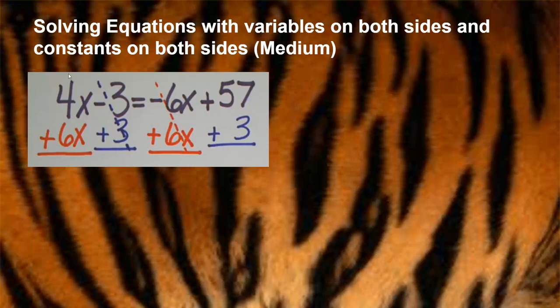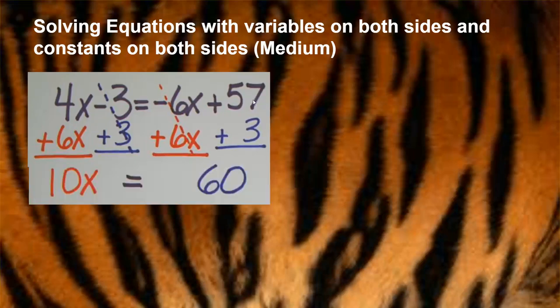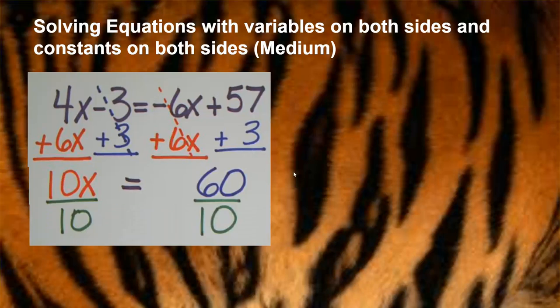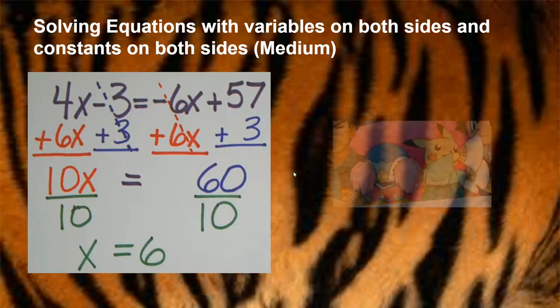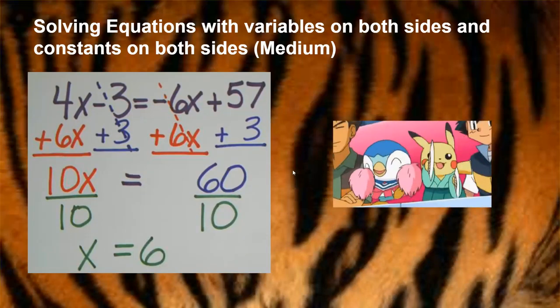Now we simply add what's left on each side. So 4x and 6x is 10x, and 57 and 3 makes your 60. Now divide each side by 10. You get x equals 6. Woo, says Pikachu.